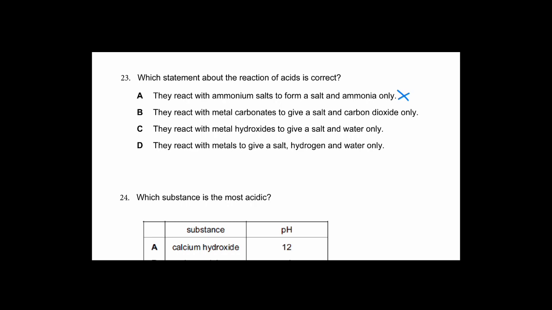They react with metal carbonate to give a salt and carbon dioxide. One item is missing here. When acids react with metal carbonates, water is also produced. They react with metal hydroxide to give salt and water. This is likely to be correct. They react with metals to give a salt, hydrogen, and water. Wrong. Here the answer is C. D is wrong, because when metals react with acids, what are formed are just salts and hydrogen gas only.